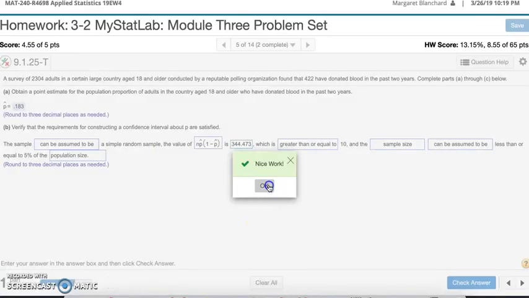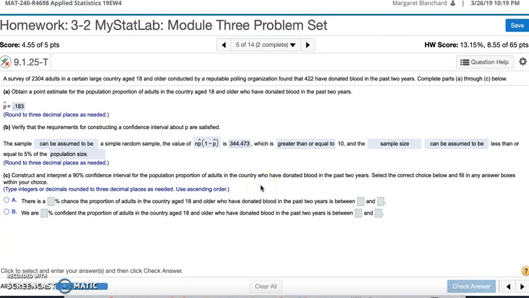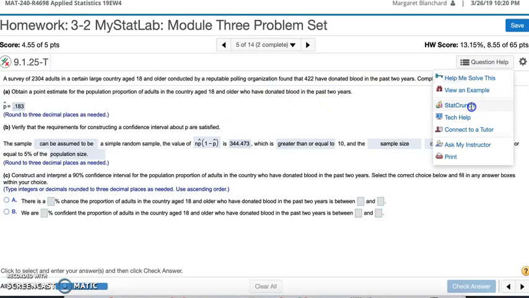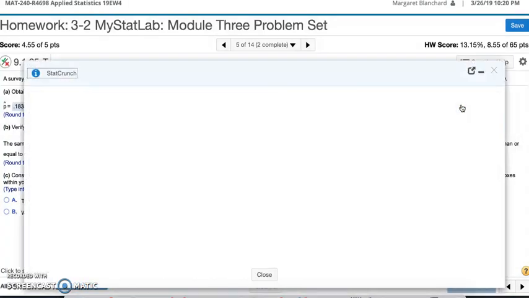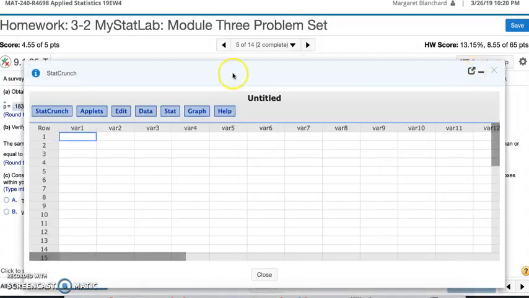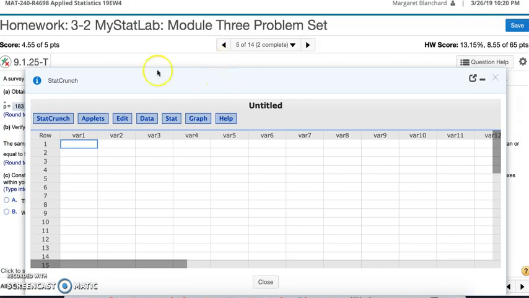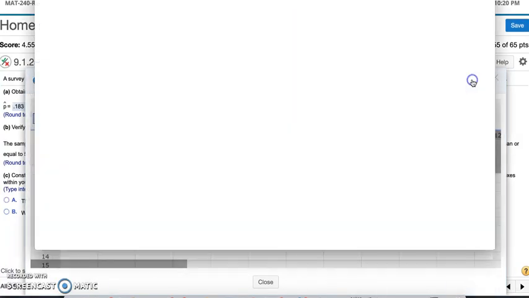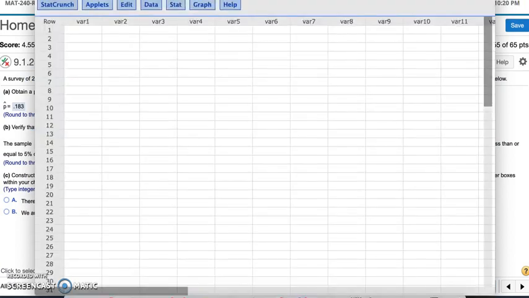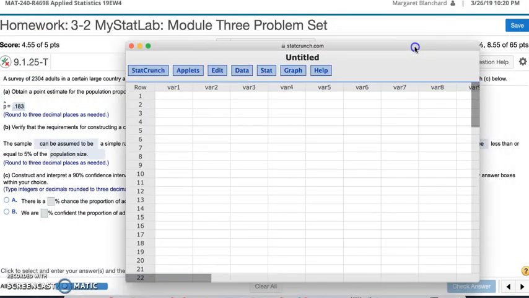It's a nice little summary box from the lesson this week. All right, part C, construct and interpret a 90% confidence interval for the population proportion of adults in the country who have donated blood in the past 2 years. Select the correct choice below and fill in any answer boxes within your choice. So let's go ahead and open up StatCrunch. And this is a side note, but this is how it opens up in the window. You can hit this pop out button if you want it to be a separate window.